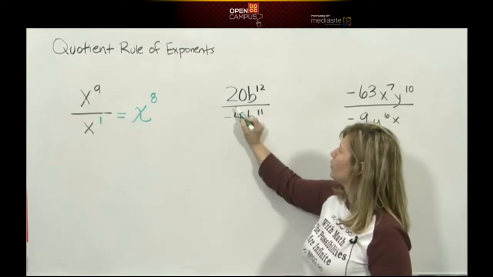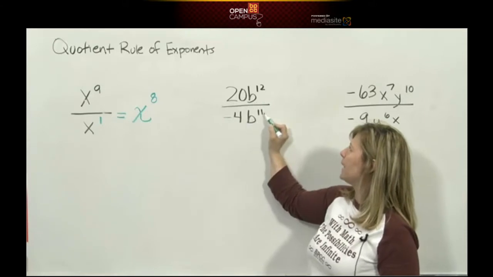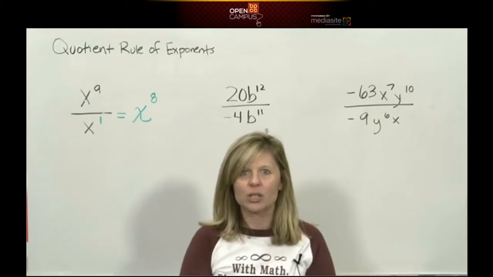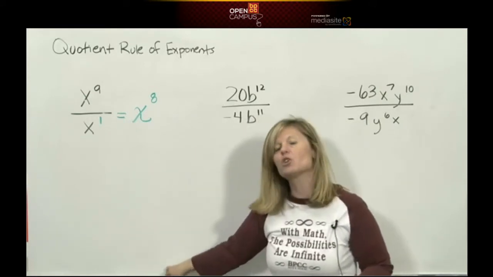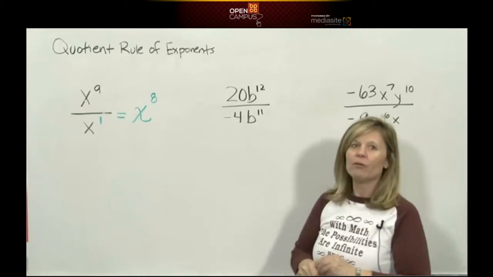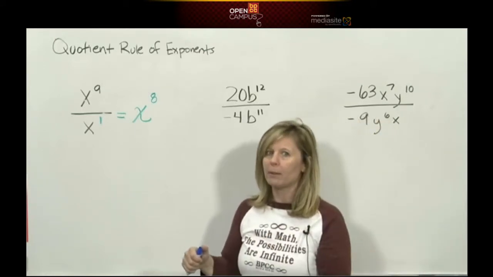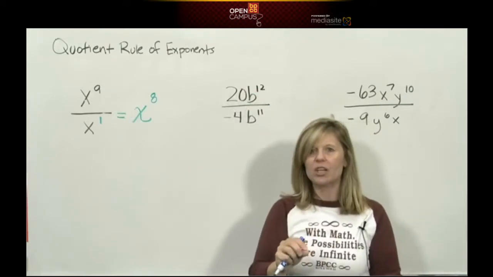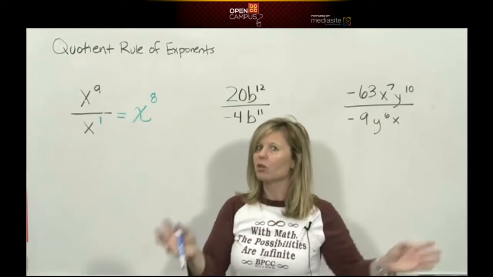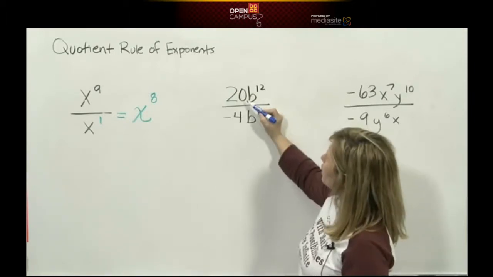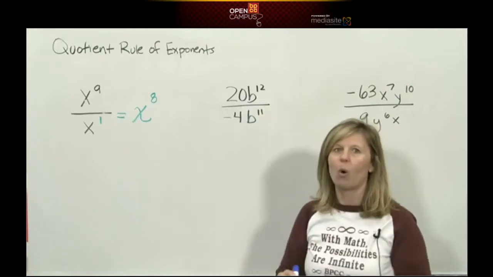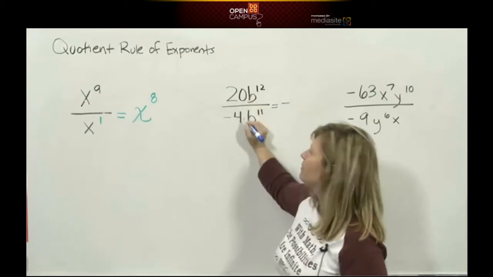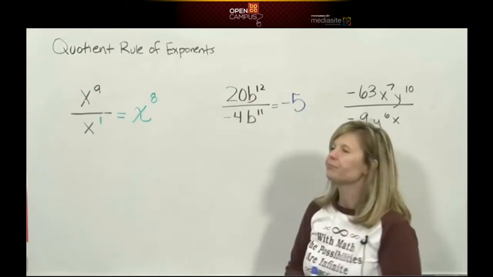Let's go to our next monomial expression. 20b to the 12th divided by negative 4b to the 11th. Remember, these are monomials, so they're connected by multiplication. So because we're connected by multiplication, we can divide. So again, we've already talked about this when we were multiplying monomials. When we divide, we do the coefficient with the coefficient, and then we do the variable with the variable, just like when we multiply. So the first thing we're going to do is 20 divided by negative 4. Well, a positive divided by a negative is a negative, and 20 divided by negative 4 would be negative 5.